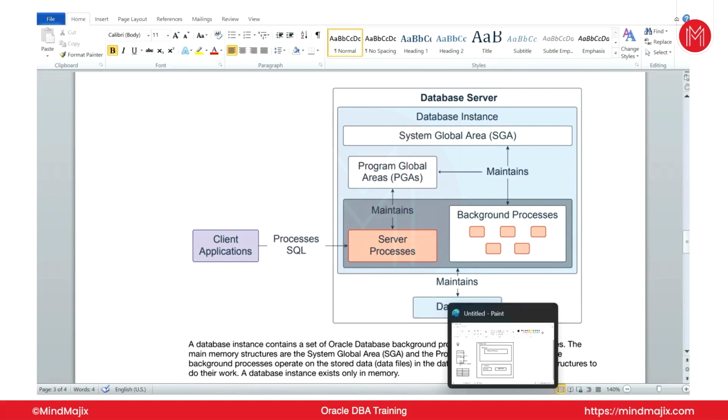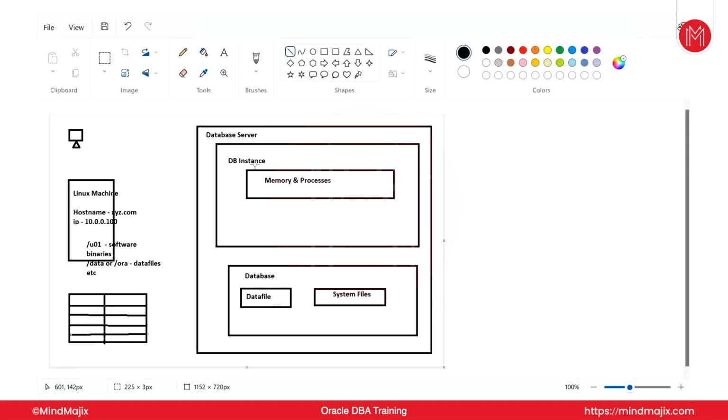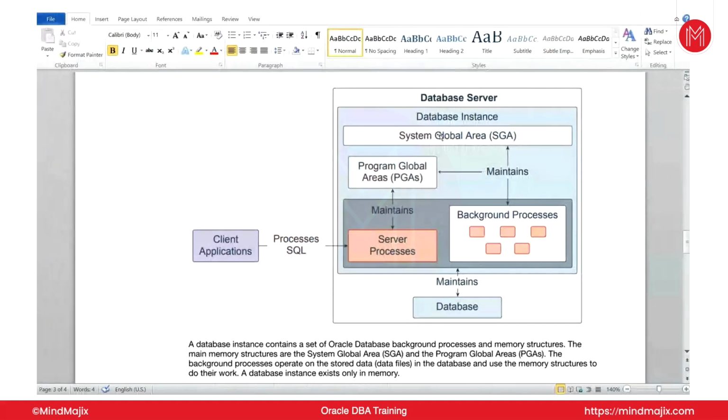In this diagram, we had seen that a database instance is nothing but memory and processes. These two, SGA and PGA, are memory components, and the gray highlighted area is the process. This is not a specific area, we are just depicting it, picturizing it here. These are the processes on the Linux machine.